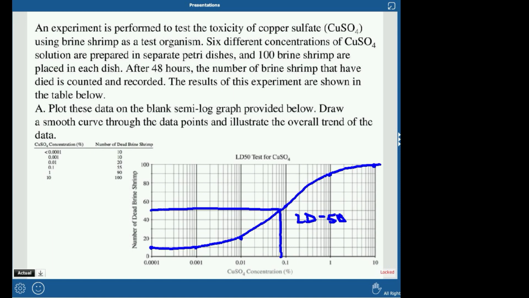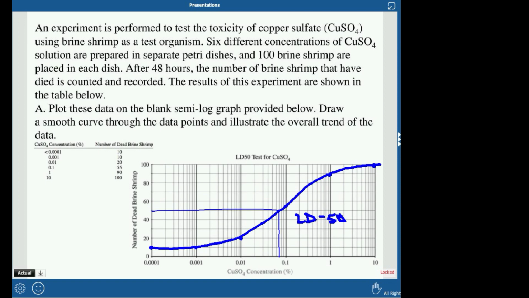Okay, so let's go back to our little graph that we drew. Now I drew this really fat line, so it's hard to see. So I'm going to make my line a little thinner. So it looks like we're right here. It's between 0.01 and 0.1, somewhere in between there.